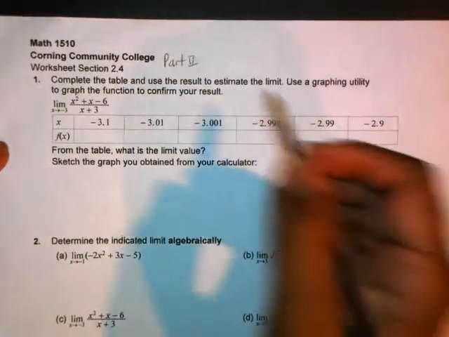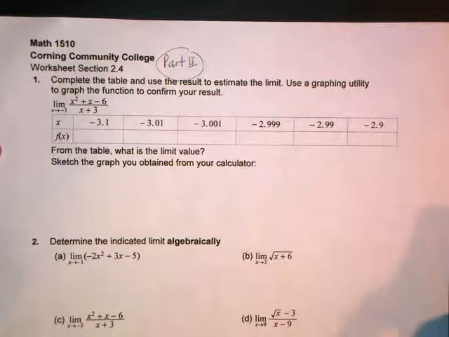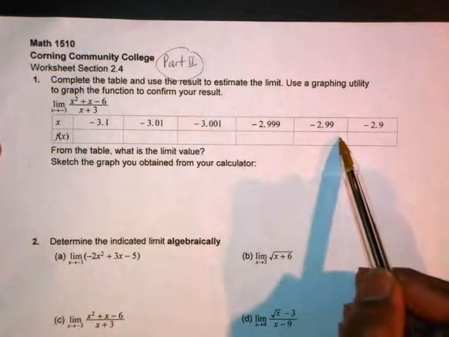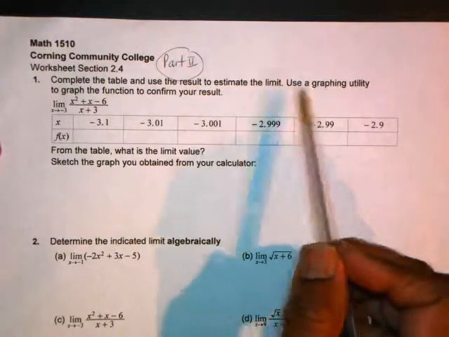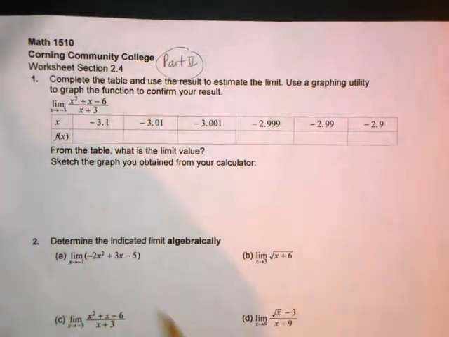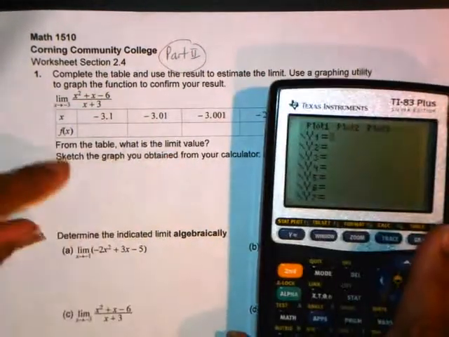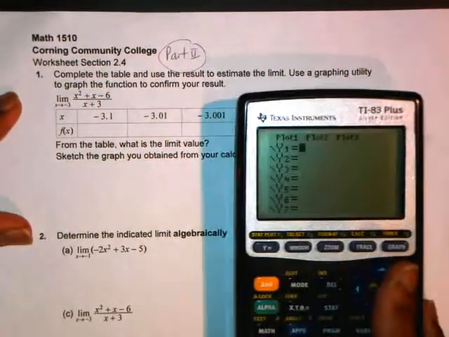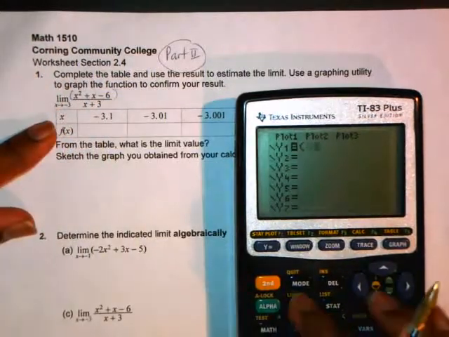Alright, let's begin with the second part of section 2.4. So we're going to look at another example continued from last time, where we need to complete a table and use that result to estimate the limit. Then we'll use our graphing calculator to graph it to confirm our result, and then we'll figure out what the limit value is, etc. So go to y equals, and remember that the top needs parentheses for order of operations.